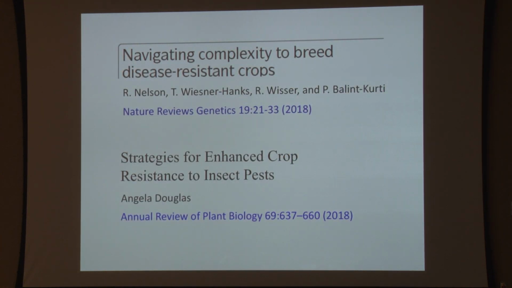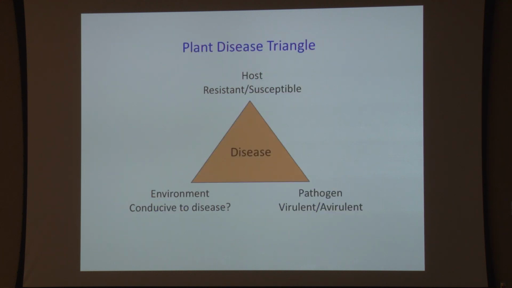And I was very much guided by a couple of recent review papers, one on navigating complexity to breed disease-resistant crops by Rebecca Nelson and colleagues at Cornell, and the other one on resistance to insect pests by Angela Douglas, who's also at Cornell. So these were very useful for me in bringing me up to speed on what some of the literature is suggesting.